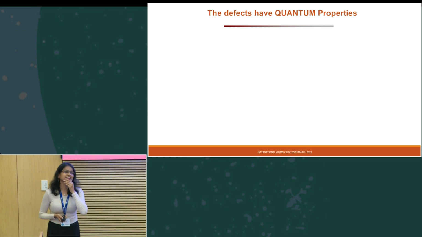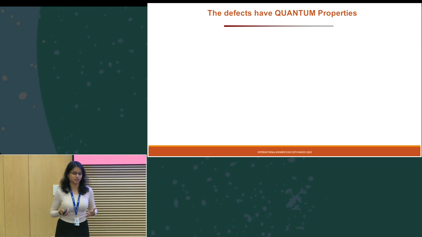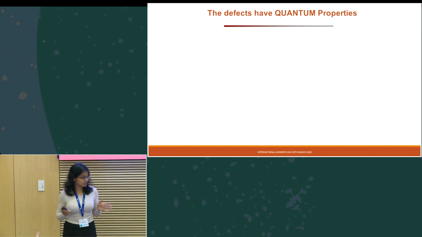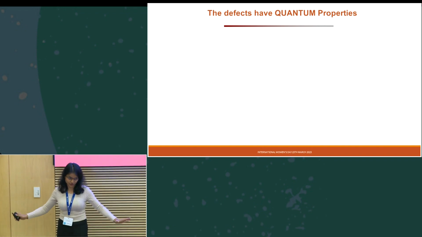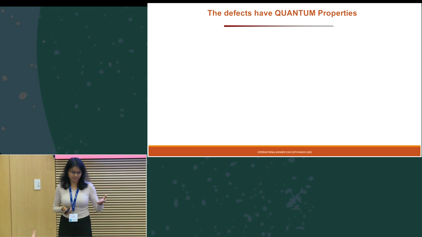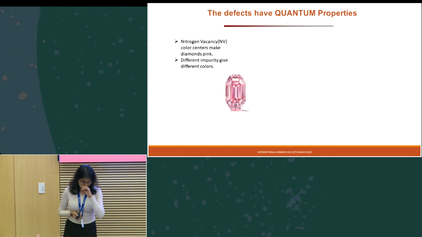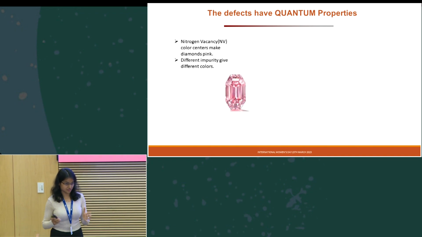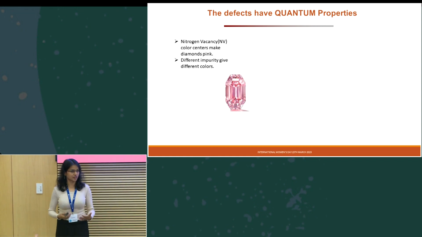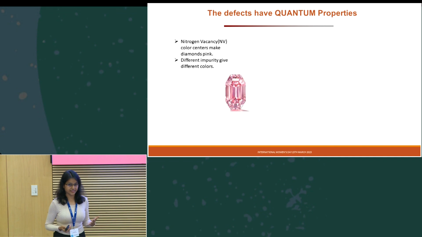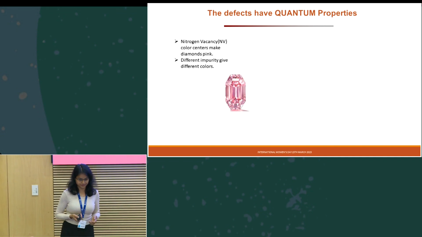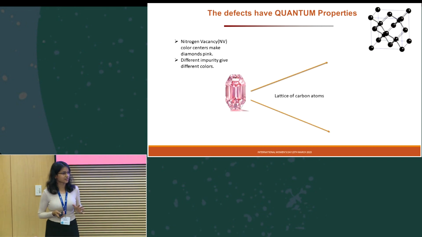Okay. So when you have the defects, they possess quantum properties. What are these properties? Today I'm not going to explain a whole bunch of quantum physics, just the main three properties and the promising applications. So I mentioned when you have nitrogen and vacancies, then the diamond color can be pink. And if you have a different impurity or defect, you can have blue diamonds, green diamonds, and so on. So that's the lattice of carbon atoms.